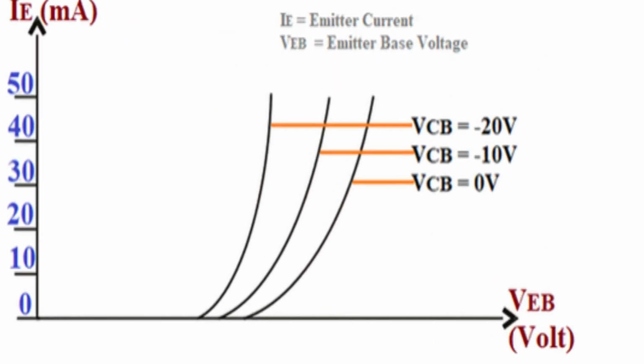Input characteristics. The input characteristic curve for the common base configuration is drawn between the emitter current IE and the voltage between the base and emitter VEB. During the common base configuration, the transistor gets forward biased, hence it will show characteristics similar to the forward characteristics of a PN diode, where the IE increases for fixed VEB when VCB increases.